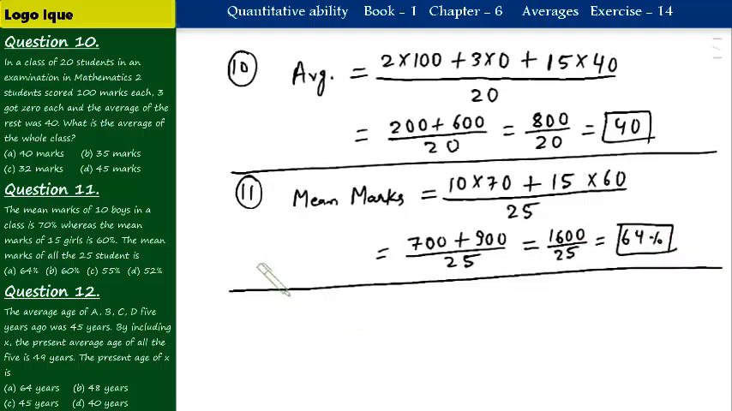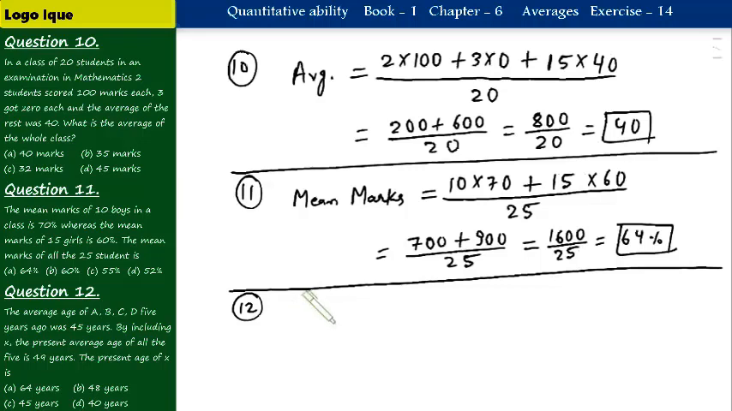Okay. Now, question number 12. It says the average age of A, B, C, D 5 years ago was 45 years. Remember, everybody would have increased the age by 5 years now. So 5 years ago, the average was 45. So now the average would be 50. Okay, I repeat, everyone's age increases by the same quantity. So 5 years ago, the average age was 45 years. So now the average age would be 50 years because everyone increases by 5 years.